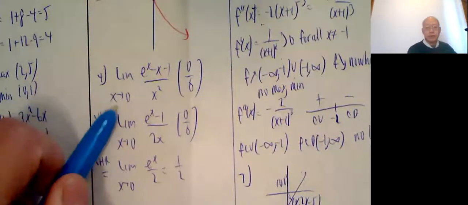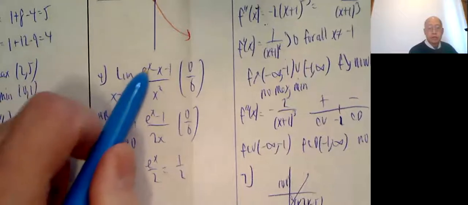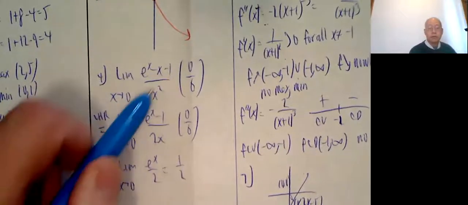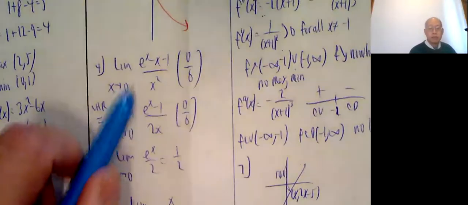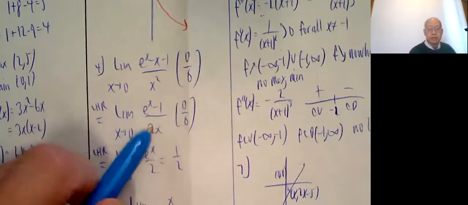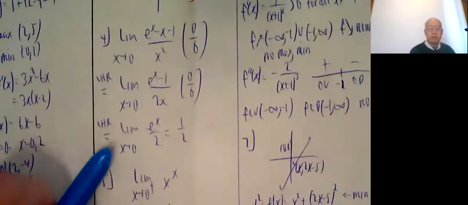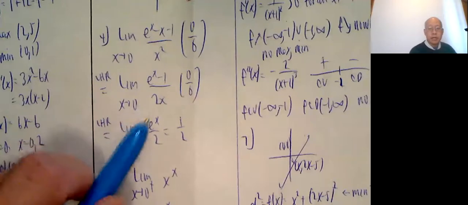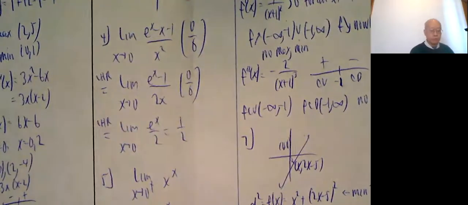Number 4, limit as x approaches 0. Plug in 0, you get 0 over 0. Use L'Hopital's rule. Derivative of the top is e to the x minus 1. Derivative of the bottom is 2x. Plug in, still 0 over 0. Do it one more time. L'Hopital's rule: e to the x over 2. Plug in 0, 1/2.